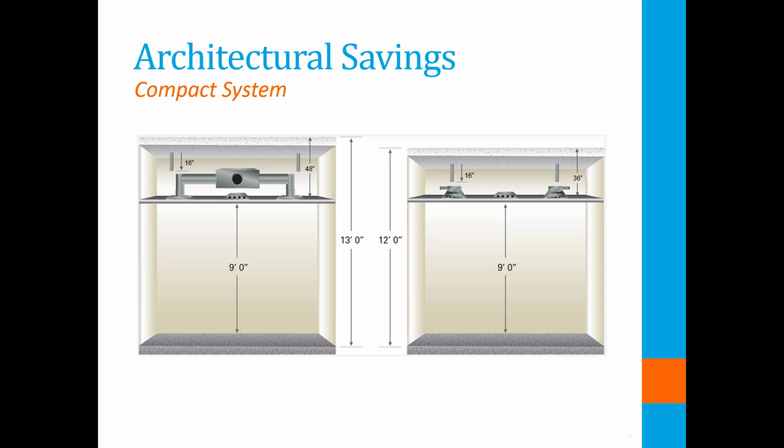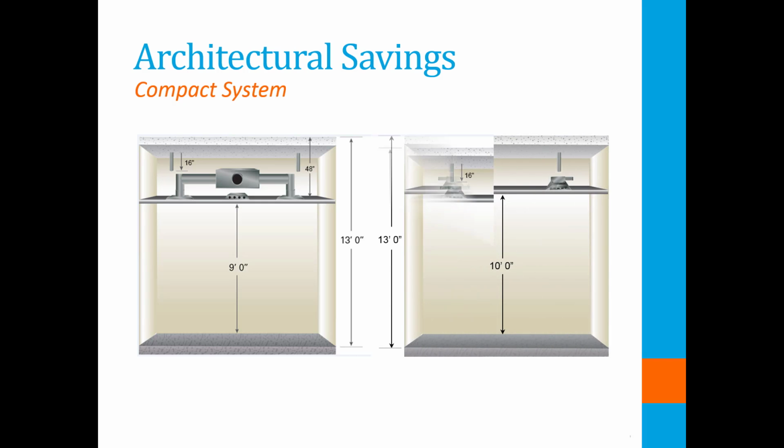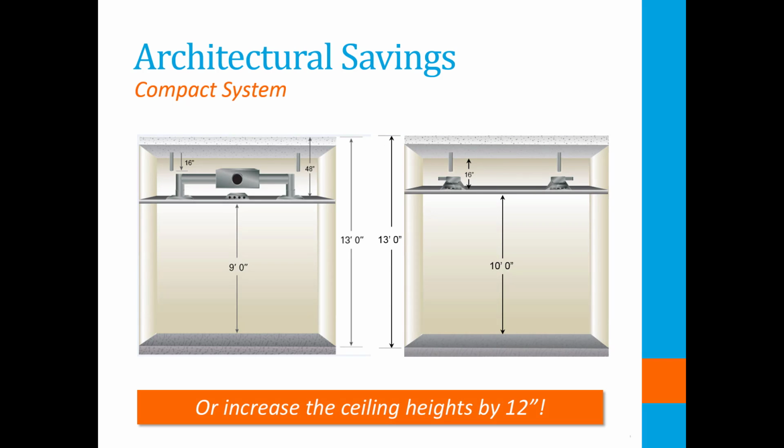An all-air VAV system may typically require a 13-foot slab-to-slab spacing to achieve a 9-foot floor-to-ceiling height, compared to a typical active chill beam system that would need just a 12-foot slab-to-slab height to achieve the same 9-foot ceiling height. Alternatively, the ceiling heights could be increased by 12 inches with the same 13-foot slab-to-slab height.